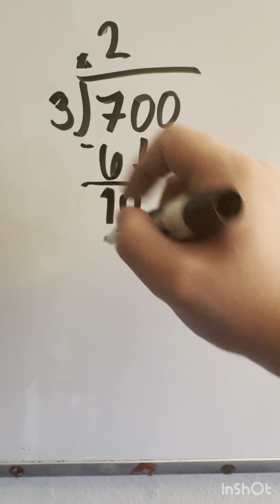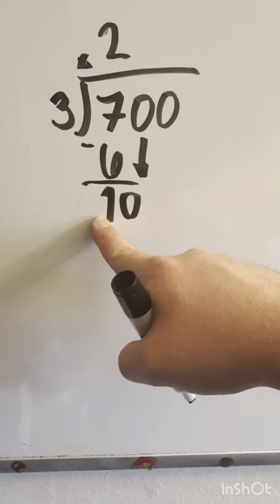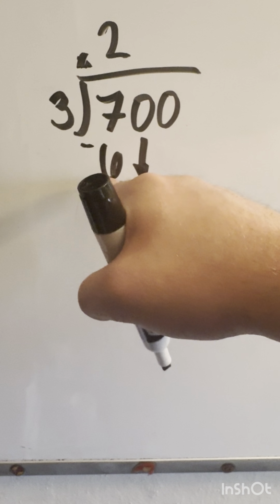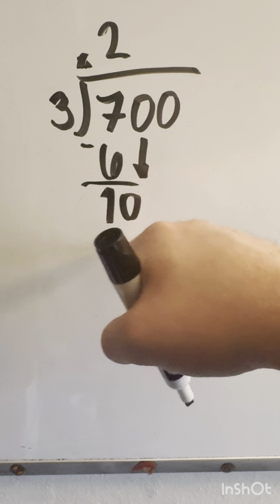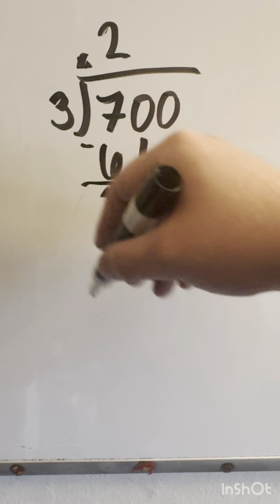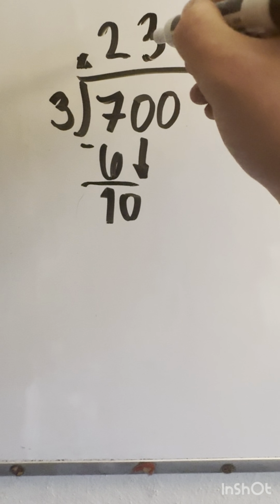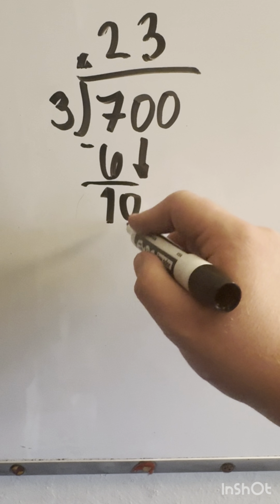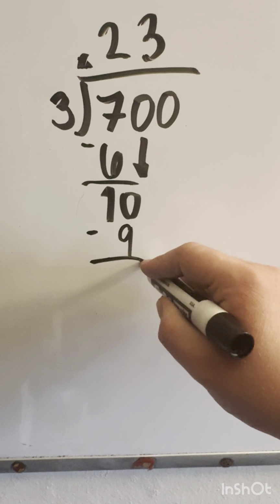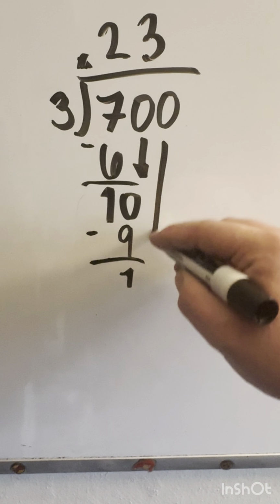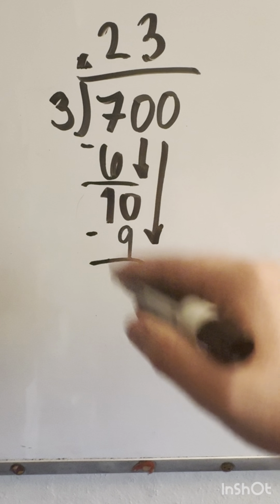Bring down the 0. How many times does 3 go into 10? Well, 3 times 2 is 6. 3 times 3 would be 9. 3 times 4 would be 12. So it's going to go in 3 times. 3 times 3 is 9. 10 minus 9 is 1. Bring down the 0.